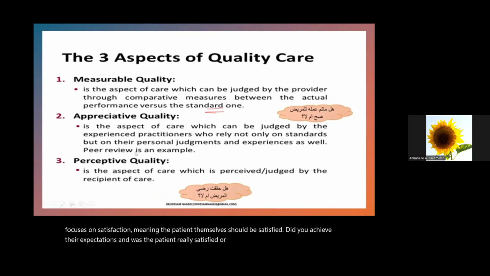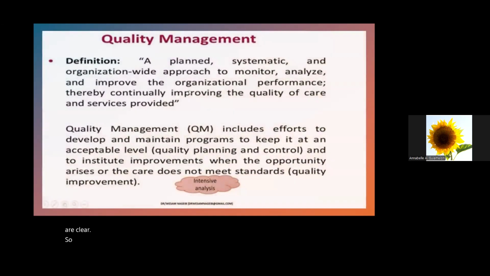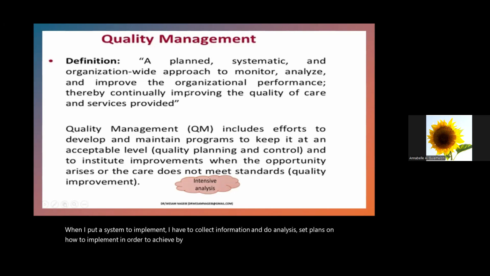All right. So up to this point, things are clear. So next, what is quality management? When I put a system to implement, I have to collect information and do analysis, set plans on how to implement in order to achieve. By how? What does it mean?